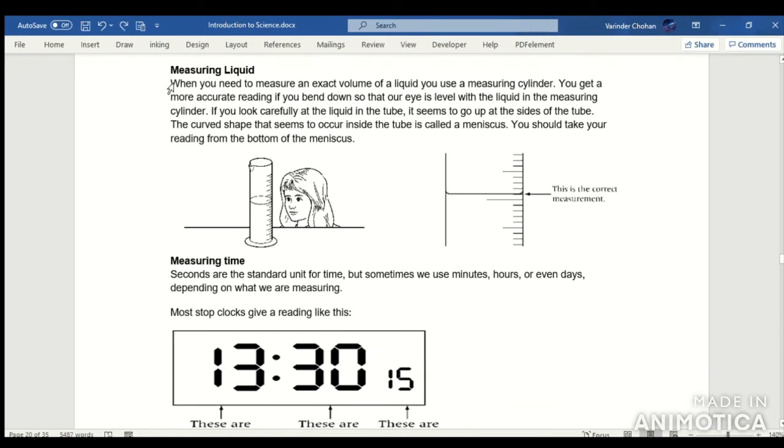Measuring liquid. We can use a measuring cylinder to accurately measure liquids. We can achieve a more accurate reading when using a measuring cylinder if we bend down and take a reading at eye level. The liquid in the tubes will be curved due to surface tension, and to accurately take a reading, we take a reading at the bottom. The curved shape is called the meniscus.